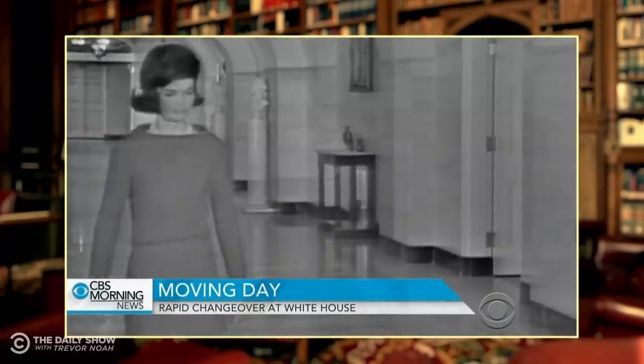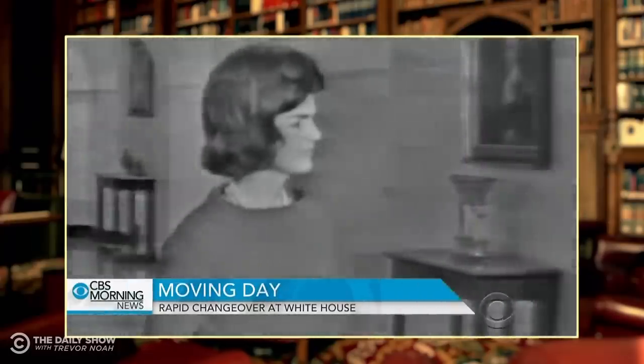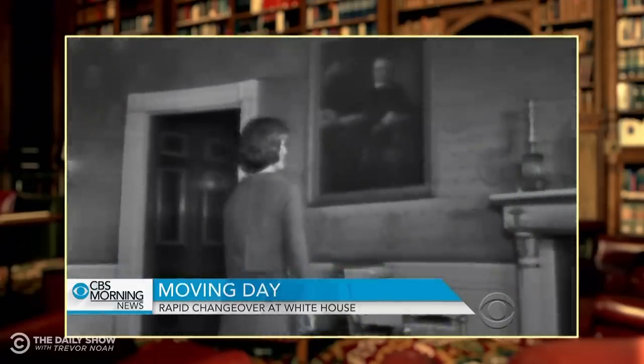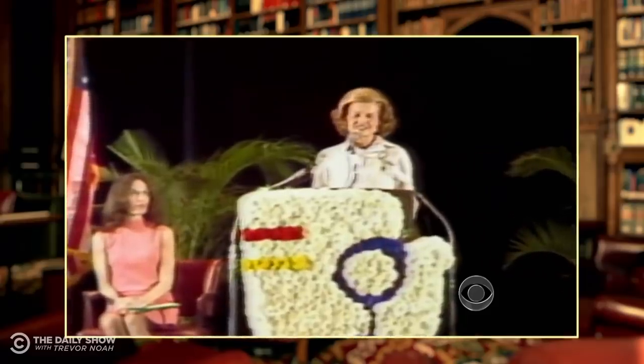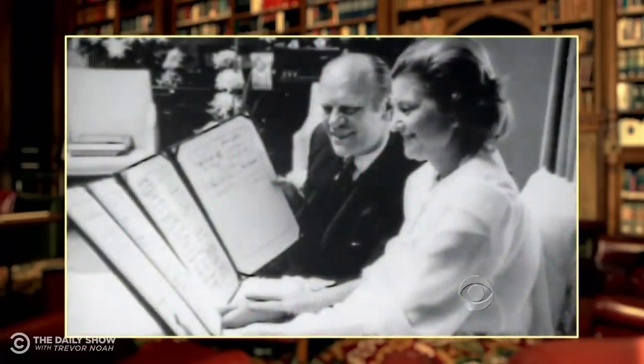In 1962, Jackie Kennedy Onassis created the White House Historical Association. Betty Ford was vocal about women's issues. She supported the Supreme Court's ruling on Roe v. Wade, which made abortion legal, and she supported the Equal Rights Amendment. She openly discussed her breast cancer and mastectomy.